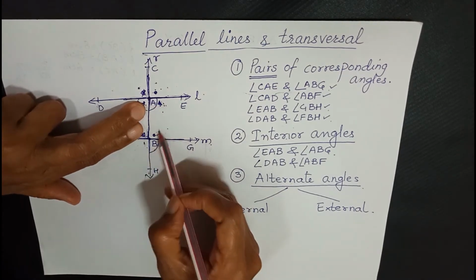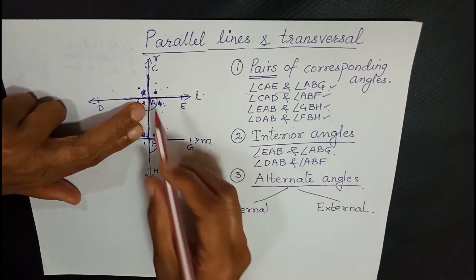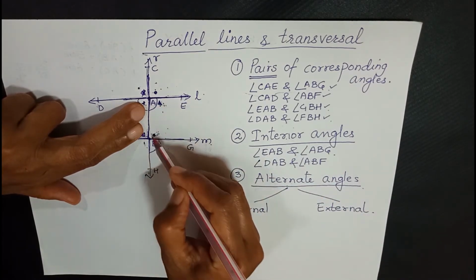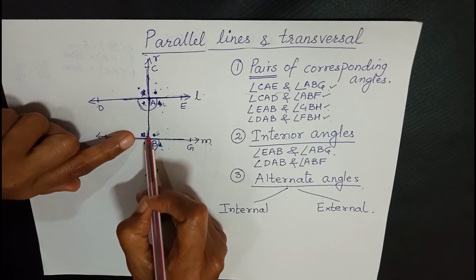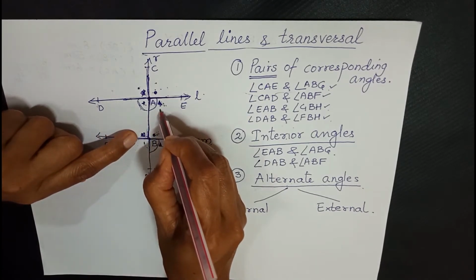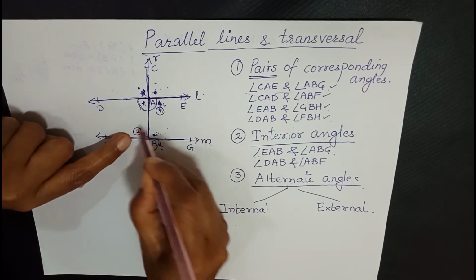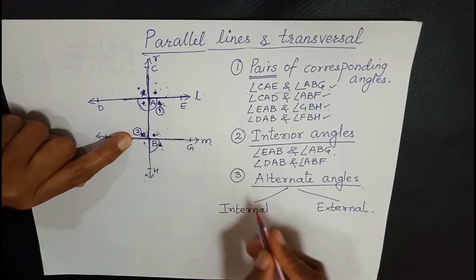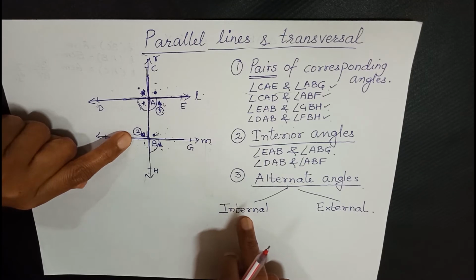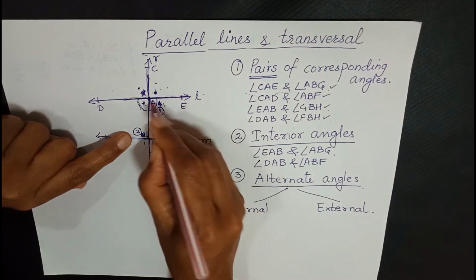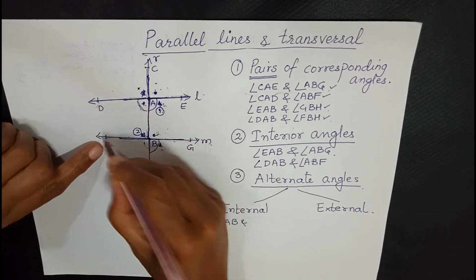Now there is a difference between interior angles and alternate angles. These two were interior angles, whereas in alternate angles, the meaning is leaving one angle. If I start from here, this is one, I leave this angle and go here. You can see one angle is on the right hand side, the other angle is on the left hand side. This is my first angle, I leave this angle and I come here, so I get this angle. So these two angles are alternate angles and they are inside the parallel lines. That is why they are called internal alternate angles. Let's write their names: EAB and ABF.